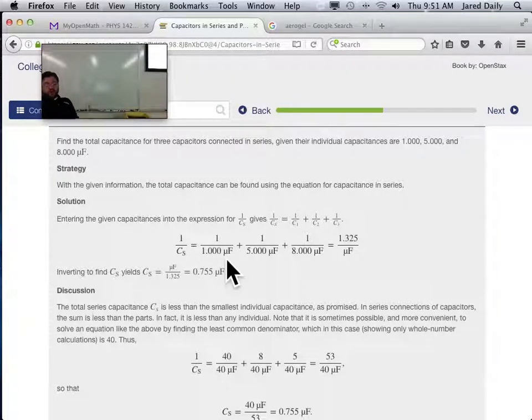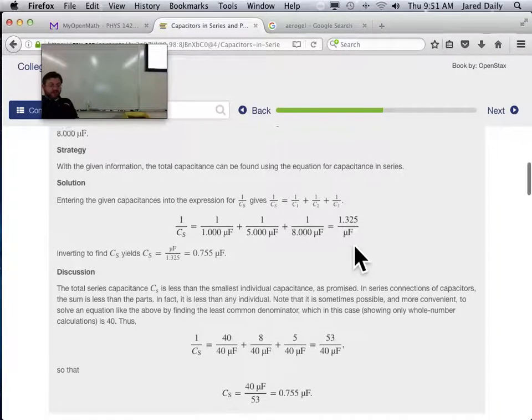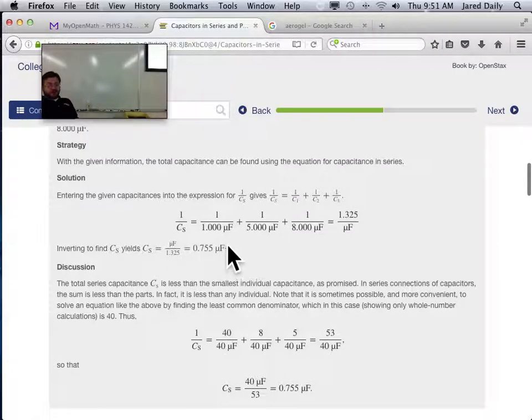So we take 1 over 1 microfarad plus 1 over 5 microfarads plus 1 over 8 microfarads. And the answer to that is 1.325 over microfarads, because microfarads is still in the denominator. And to get the actual capacitance, we need to invert this. We need to flip it over. So 1 over 1.325 microfarads. And that ends up being 0.755 microfarads, which is less than 1 microfarad. So that makes sense. Your total is less than the smallest one, and you're good to go.